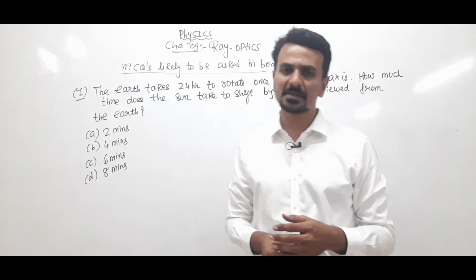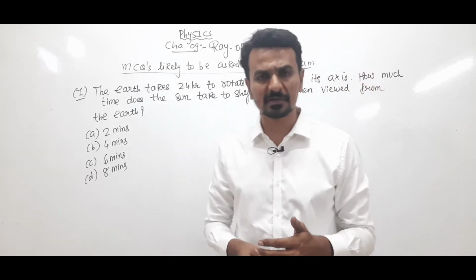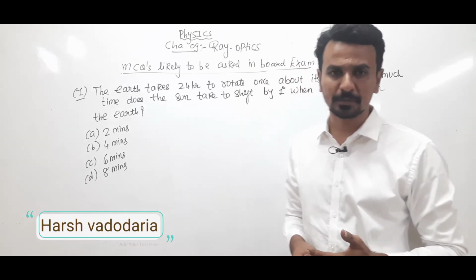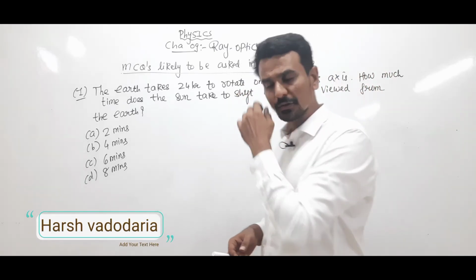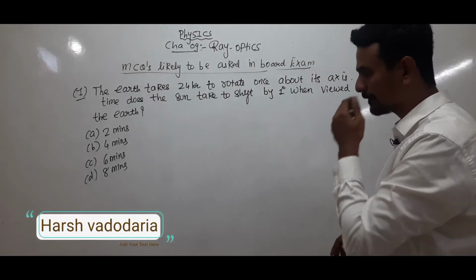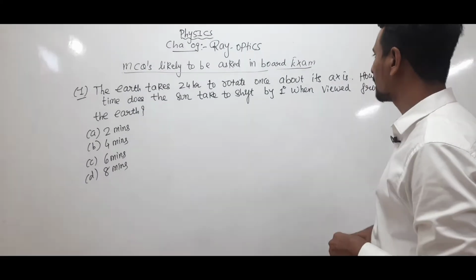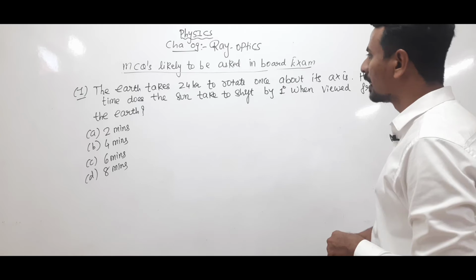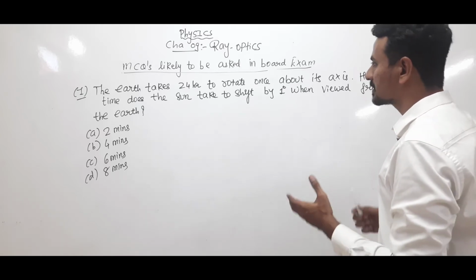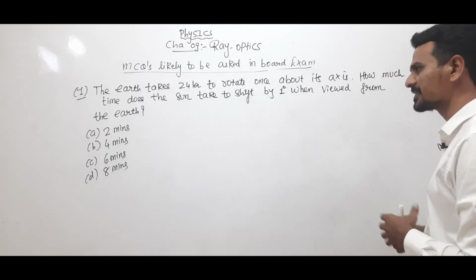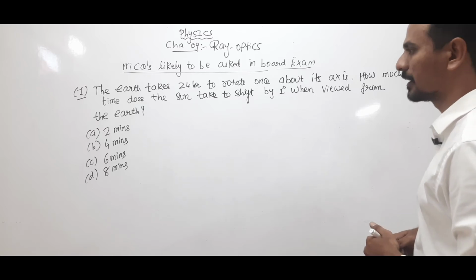Students, so in this video we will be solving the MCQs of chapter number 9, that is ray optics. Clear? Okay, so the first one, this is a question of your textbook. Earth takes 24 hours to rotate once about its axis. How much time does the sun take to shift by 1 degree? This is very easy when viewed from Earth.